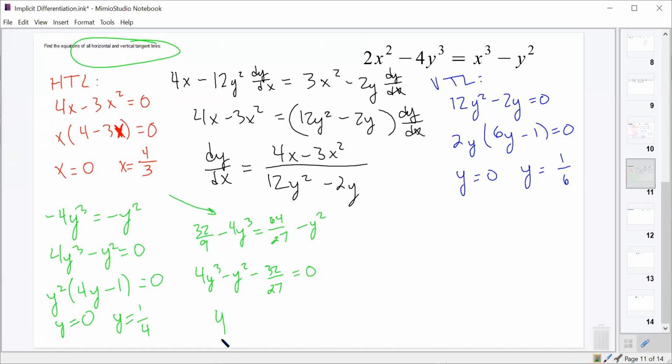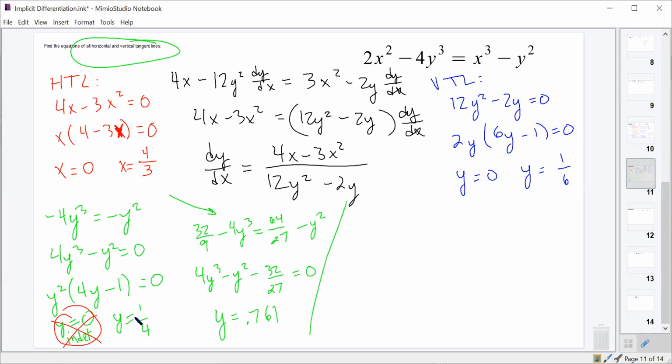So this is y equals 0.761. So if we look at all of the different values that we've got here, if we plug in 0 for x, we get 0 for y. What does that do to my derivative? Makes it indeterminate. So this one we can ignore.